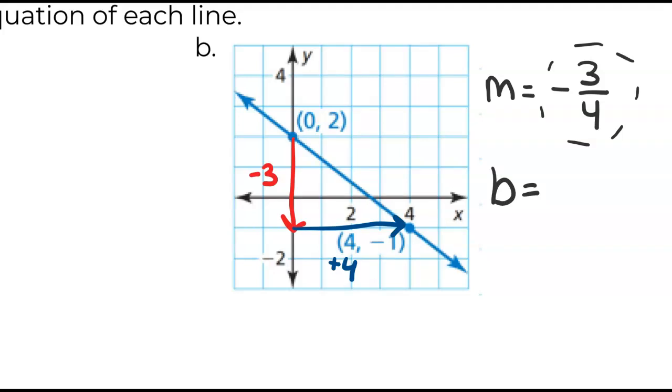What's my b value, or my y-intercept? 2. We know it's 2 because we look along our y-axis. Boom, this is where our line crosses, at the point 0, 2. 2 is our y-intercept. So we say it's plus 2.